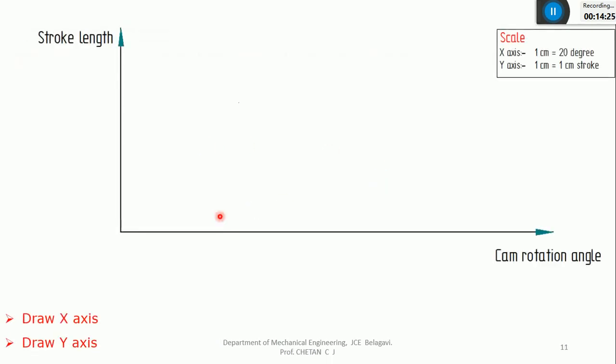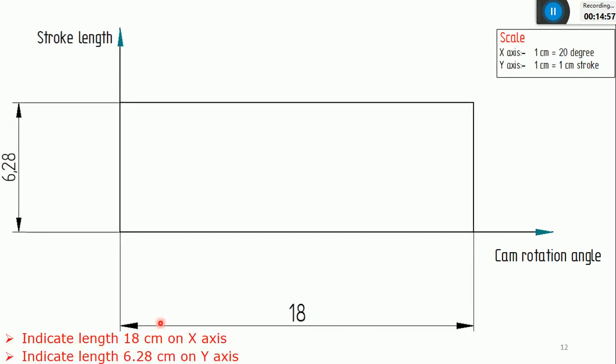First, I'll indicate the x-axis, that is the cam rotation angle, and along the y-axis I'll take the stroke length. I'll take the scale along the x-axis as 1 cm equal to 20 degrees. Along the y-axis, again 1 cm equal to 1 cm stroke length. First I'll indicate all four angles: outstroke 120, first dwell 0, return stroke 120, and the second dwell again 120. So 120 means 120 by 20, which is 6 centimeters. Before that, I'll indicate the total angle itself from 0 to 360. I'll draw one line like this. 360 by 20 becomes 18 centimeters.